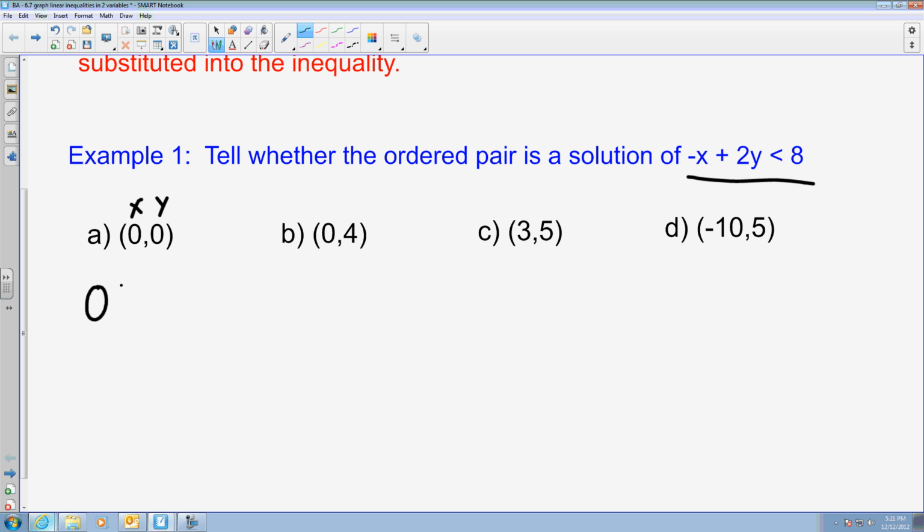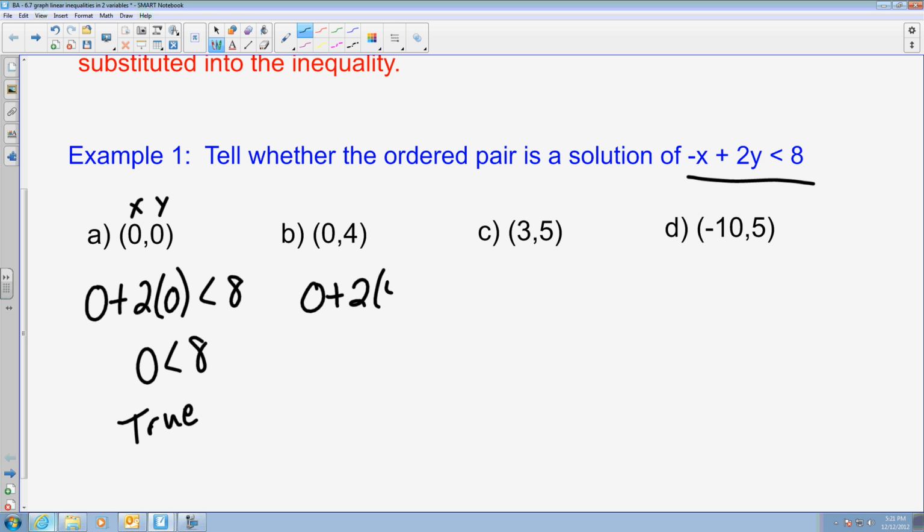So I'm going to have 0 plus 2 times 0 is less than 8. So I have 0 is less than 8. This is a true statement because 8 is larger than 0, and the alligator is opening up at the 8. We go on to B. If I go 0 plus 2 times 4 is less than 8, I have 8 is less than 8. This is not true. This is a false statement. Now if this were less than or equal to, then it would be true, but for the case that we have, this is a false statement.